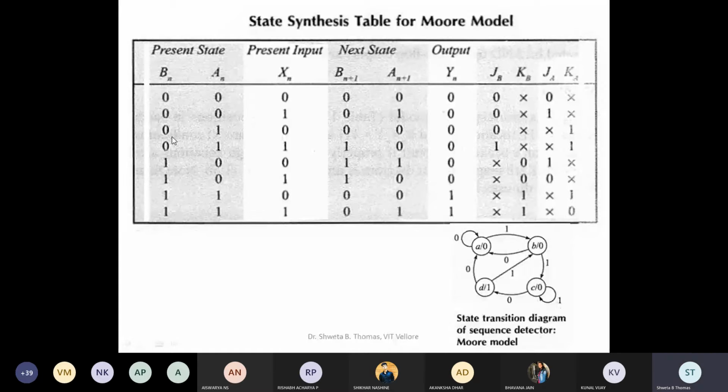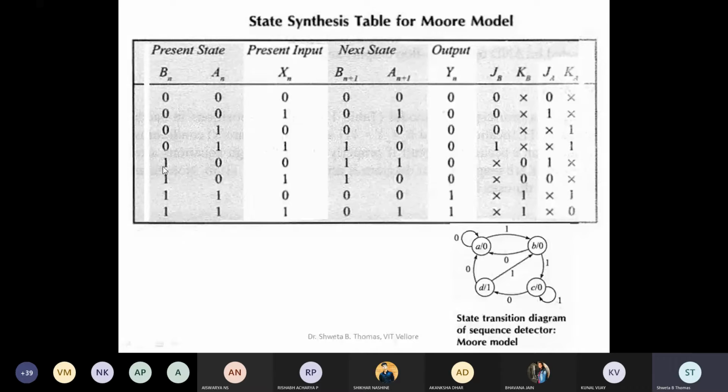When it is in state B, that is 0, 1, and input is 0, next state is again state A. Just see, B is, if input is 0, it is state A and output is 0. Then at state B, that is 0, 1, when input is 1, next state is C, that is 1, 0, and output is 0.